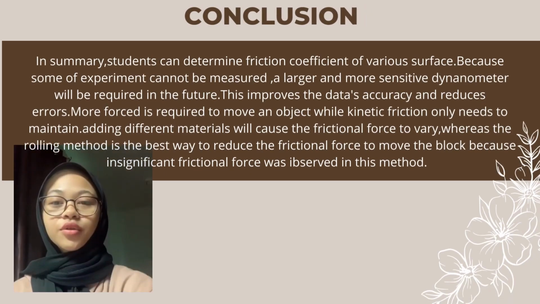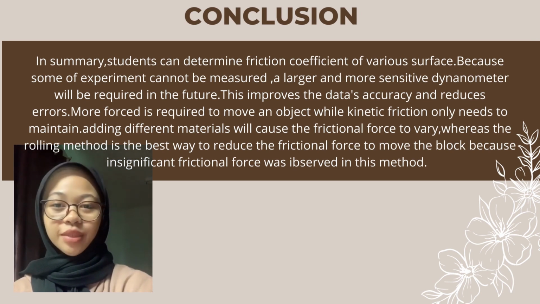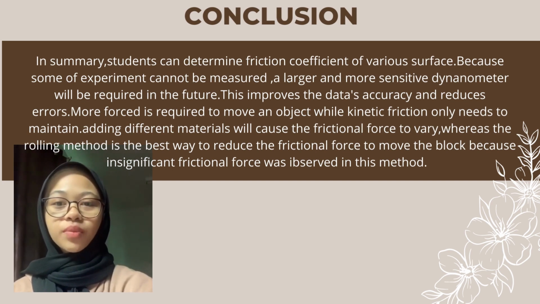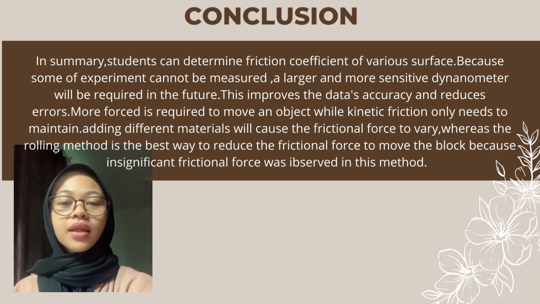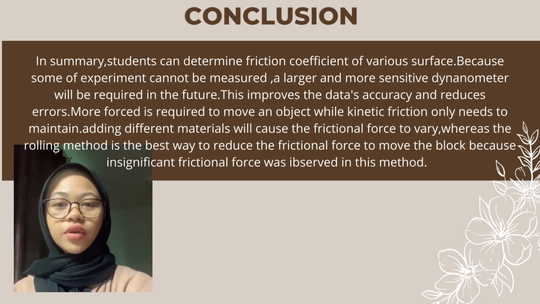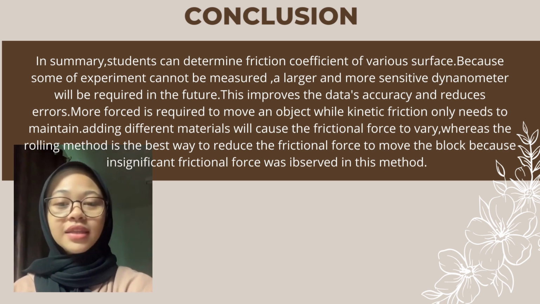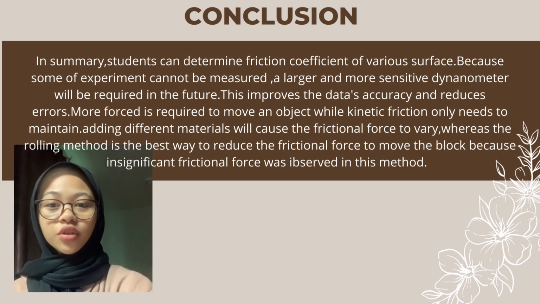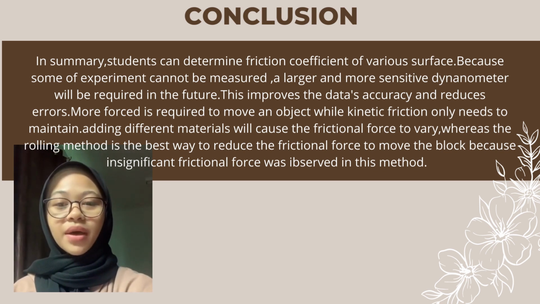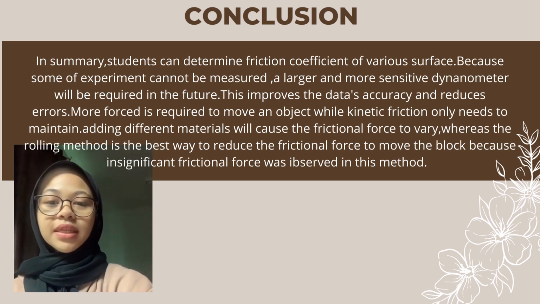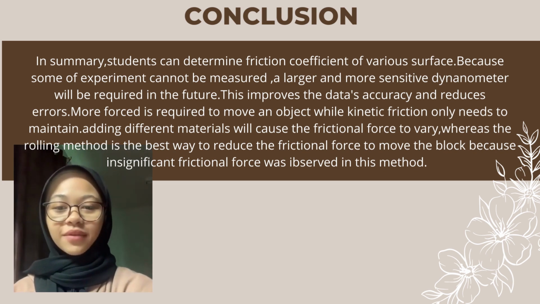In summary, students can determine the friction coefficient of various surfaces, although some of the experiment could not be measured. A larger and more sensitive dynamometer will be required in the future. This improves the data's accuracy and reduces error. More force is required to move an object, while kinetic friction only needs to be maintained. Adding different material will cause the frictional force to vary, whereas the rolling method is the best way to reduce the frictional force to move the block, because insignificant frictional force was observed in this method.